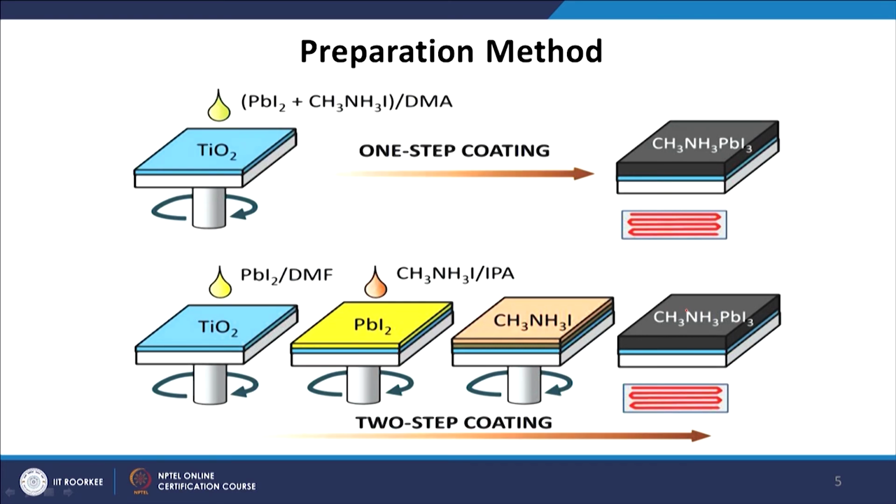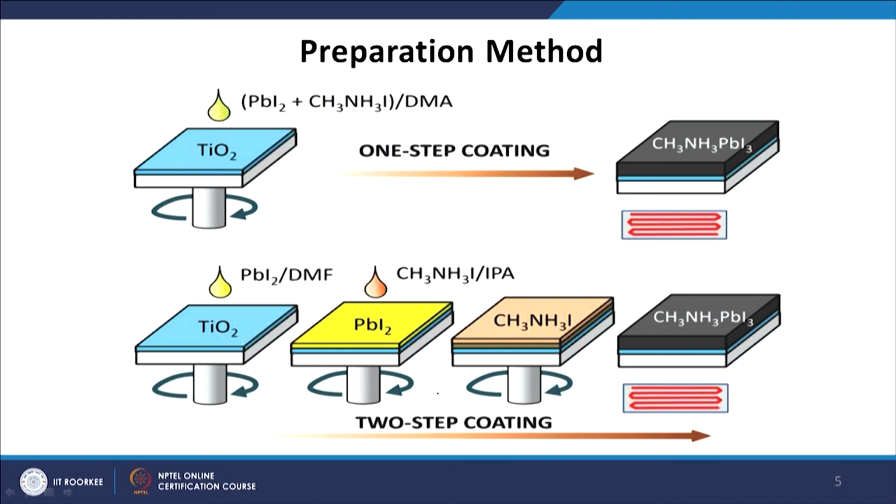As we mentioned, this is a spin coater, we hold a substrate on the top, a titanium dioxide layer is on the top of this substrate, and we take lead iodide and CH3NH3I in a DMF solvent and we spin coat simultaneously the mixture of these two things, and this is called the one step coating.